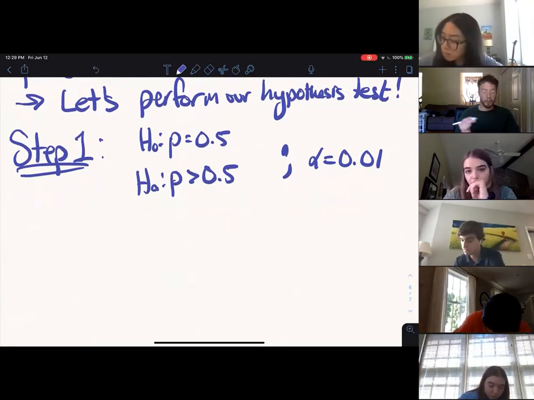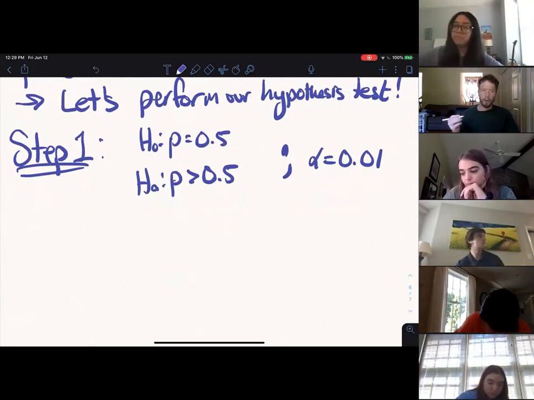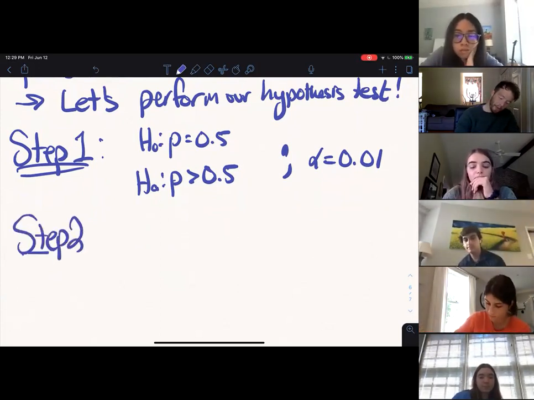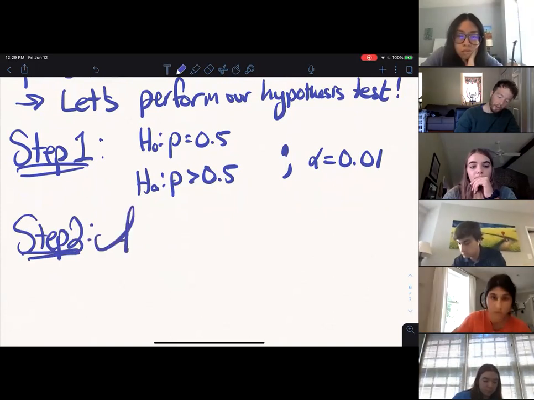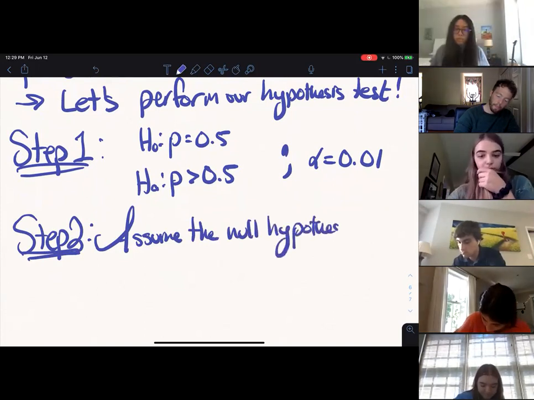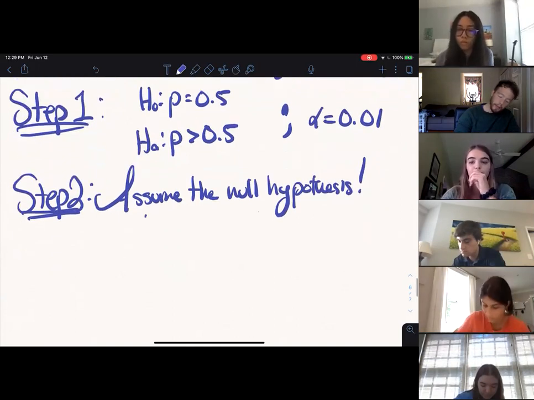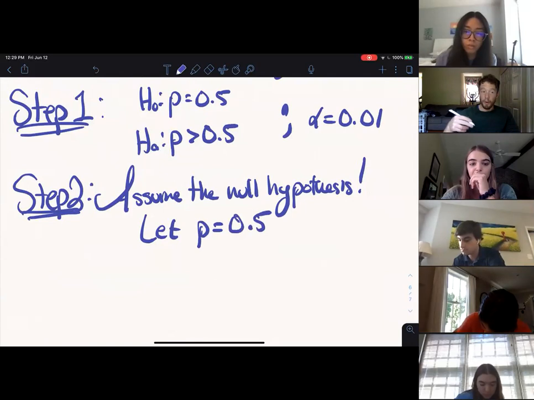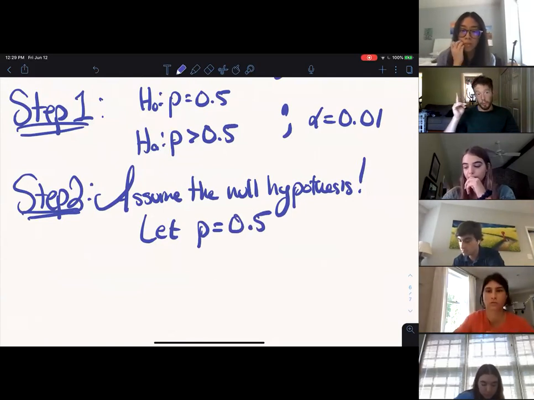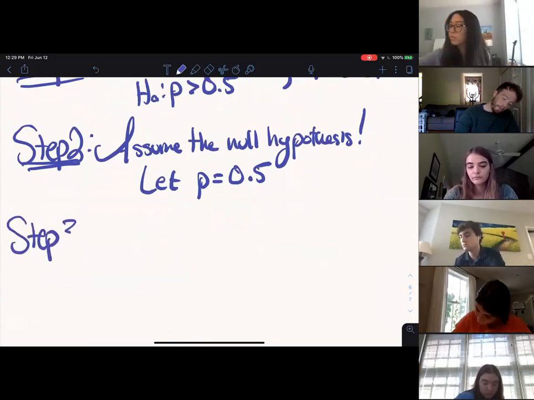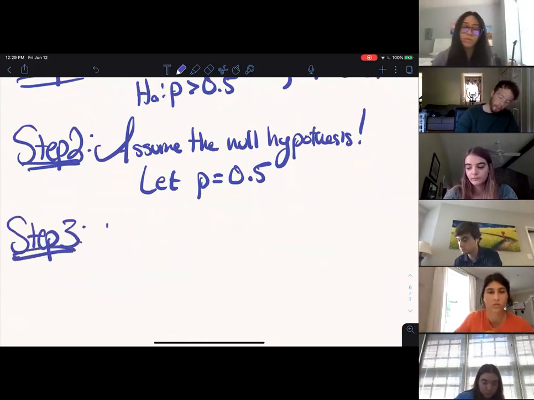So this is our first step, pretty straightforward. We just frame a research question. You all do very well on this on the homework. So I think we get this step at least. And I hope we get the second step, which is also very easy, which is just assume the null hypothesis. So we're going to say let p be equal to 0.5. We're going to proceed forward under the assumption that the true population proportion is equal to 0.5.